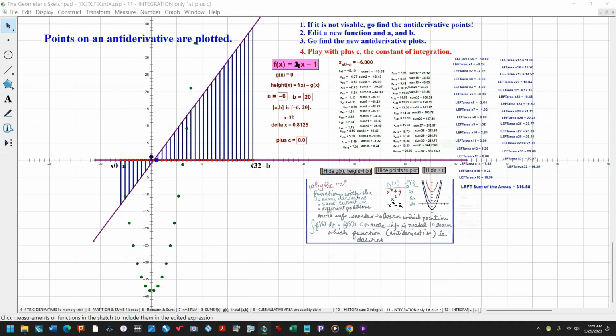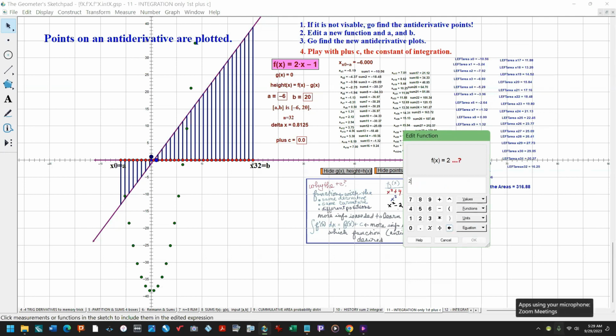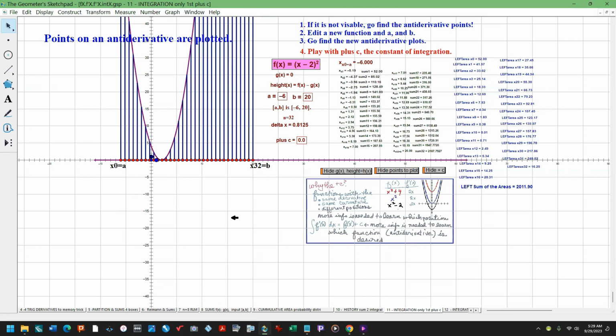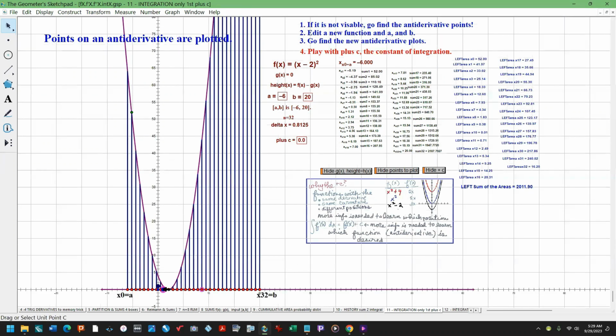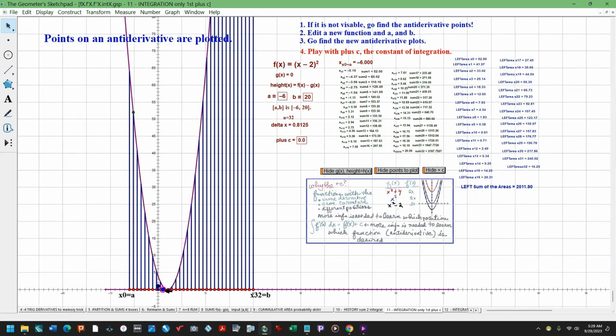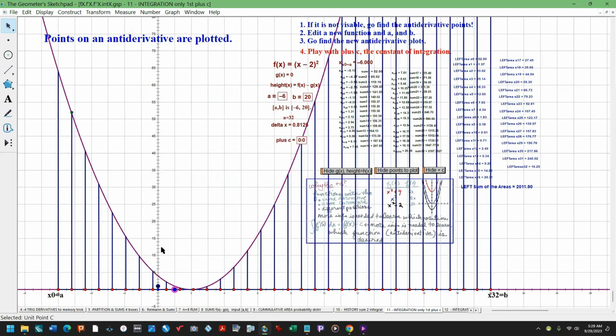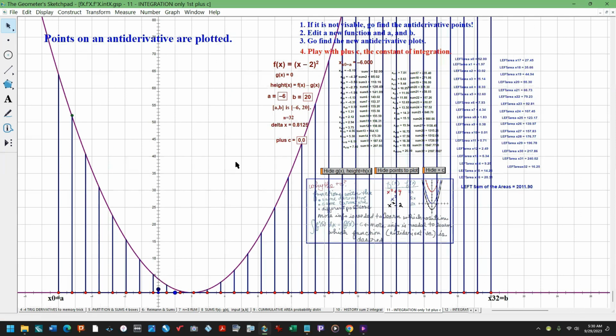Let's try and change it to a parabola now. All right, now we've got a parabola. There's a parabola. Well, I don't see the cubic, so we've got to go hunt for it. I see one green dot. Here's a green dot. Do you see any more green dots? Nope, change the function.